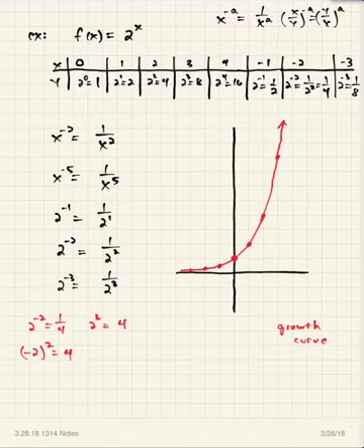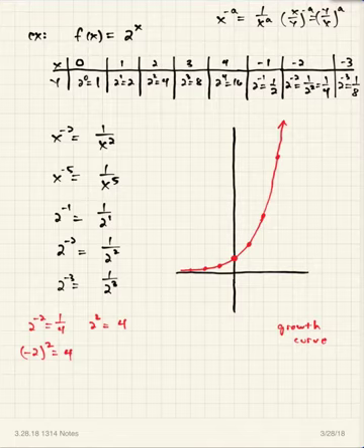And it also describes how money grows. These are things that grow exponentially: populations, diseases, like I said, money, radioactive decay. Those are all things that either grow or decay exponentially. In this case, it's called a growth curve.